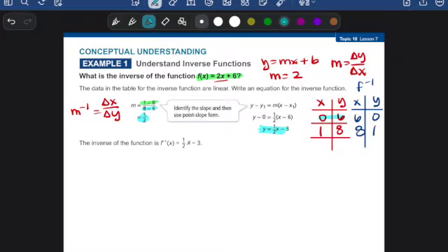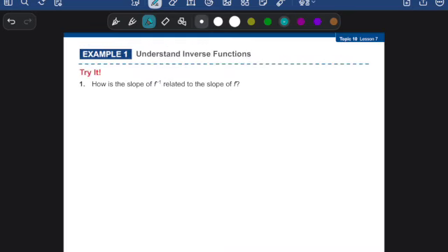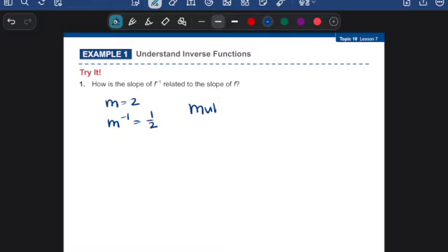So here, the point that we used for point-slope form was (6, 0), and that's how we get our inverse function in slope-intercept form. So how is the slope of the inverse function related to the slope of the original? Well, we already said the original slope was 2, and the slope of the inverse was 1/2, and 2 and 1/2 are multiplicative inverses. Meaning, if I multiplied the multiplicative inverses together, I would get 1.